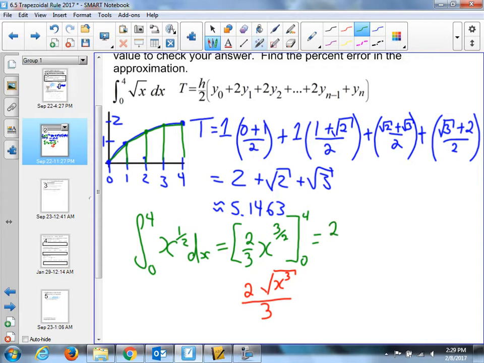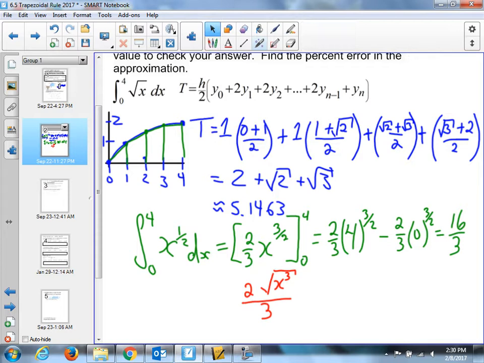So I'll keep it this way though. 2/3. Now I plug in 4 to the 3/2 minus 2/3, 0 to the 3/2. Now, 4, the square root of that is 2. Cube that, it's 8. 8 times 2/3 is 16/3, correct? Minus 0. So 16/3 is the exact value of that.